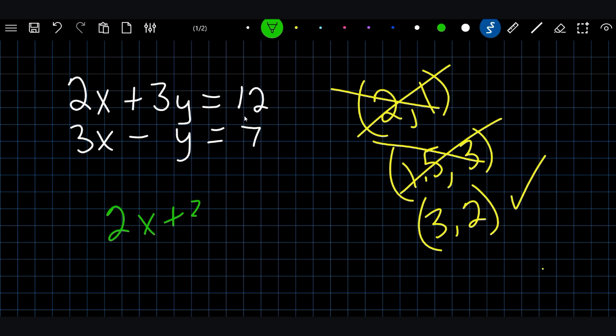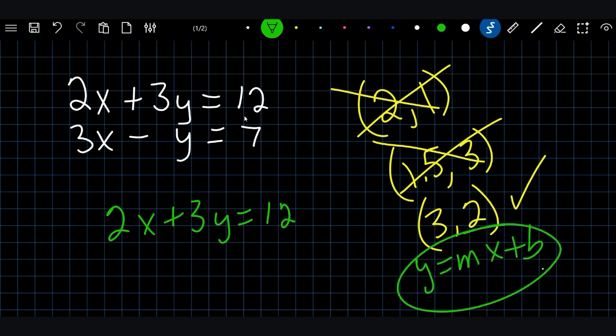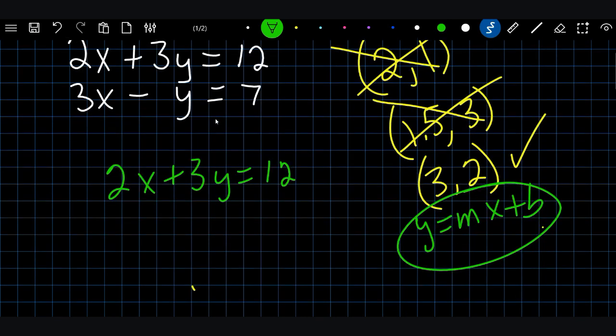2x plus 3y equals 12. I am going to put that into the form y equals mx plus b. Okay? That's slope-intercept form, and I can graph from that form. And you need to remember how to graph from that form. This is going to be important right here, because it's going to save you a lot of time if you can remember this.